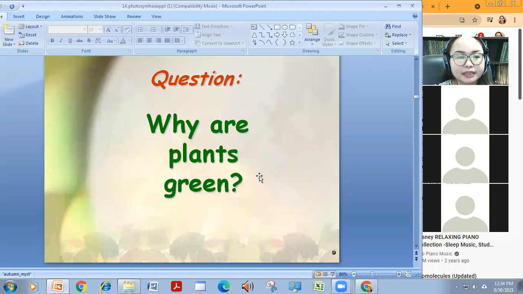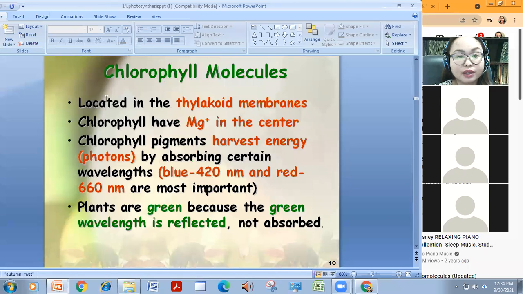And why are plants green? Because of course, the green pigment chlorophyll that makes it green, no? It's located in the thylakoid membranes, and the chlorophyll has the magnesium ion in the center based on its chemical structure. And these chlorophyll pigments are the ones which harvest energy or photons by absorbing certain wavelengths.